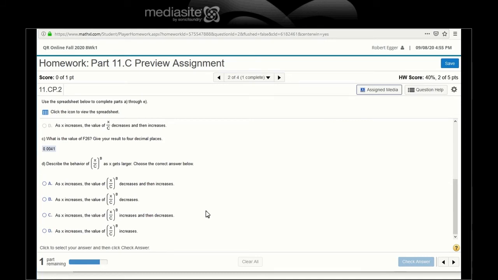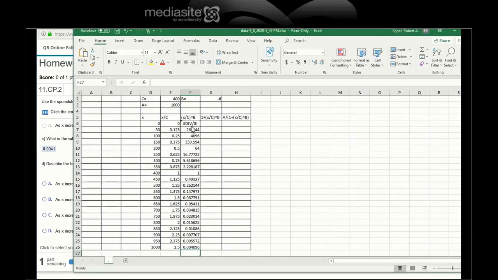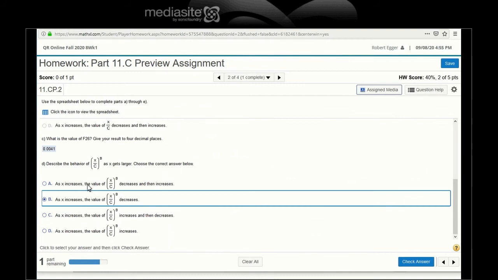Now, what is x over c to the b doing as x gets larger? As x gets larger, it goes from really big to smaller, smaller, smaller, getting smaller, going down. It doesn't increase, it decreases. So as x increases, this is getting smaller and smaller.